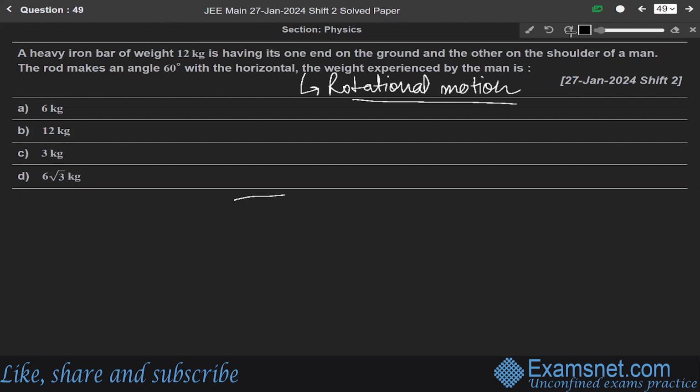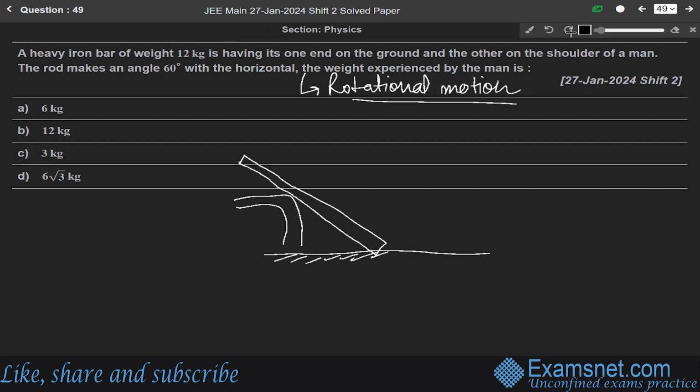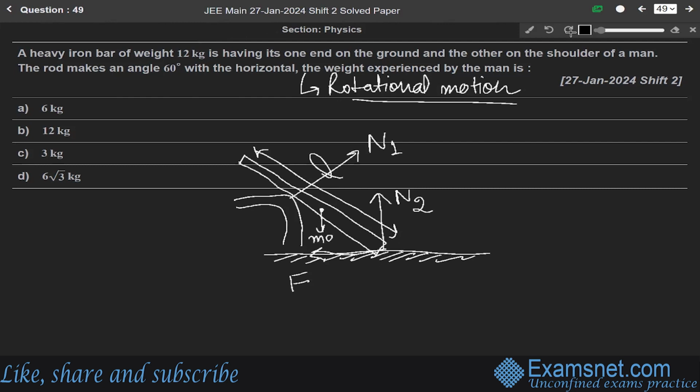So according to this, this is the shoulder of a man and a heavy iron bar. One end is on the shoulder of the man and its other end is on the ground. The whole length of this rod is L. Let us say N1 normal force is acting in this direction due to the shoulder of the man and N2 normal force is acting due to the ground in this direction. This is the frictional force F. Now this is the center of the rod and a force mg is acting in a downward direction.